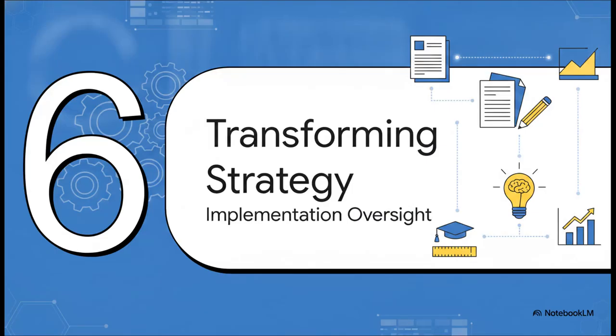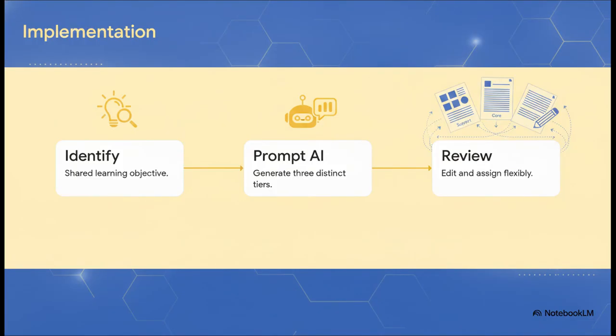Section 6, transforming your classroom strategy. Let's talk about implementation and teacher oversight. Here is your practical, everyday workflow. Step 1, always identify a shared learning objective. Everyone in the room is learning the same core concept. Step 2, prompt the AI for the 3 distinct tiers: support, core, and enrichment. And step 3, which is absolutely crucial, review, edit, and assign flexibly.